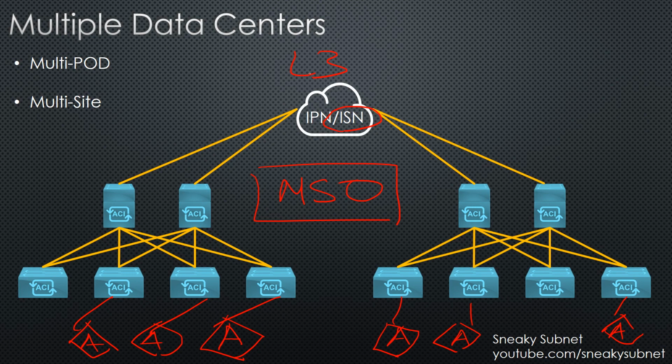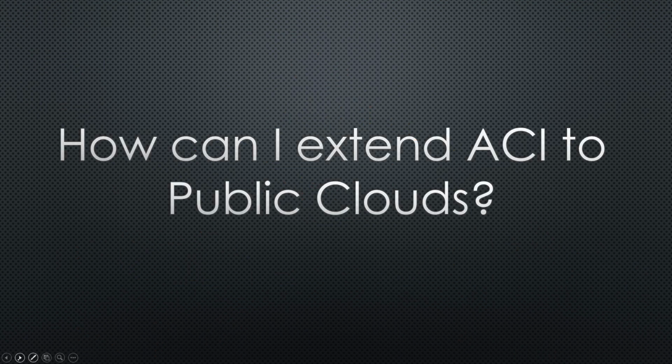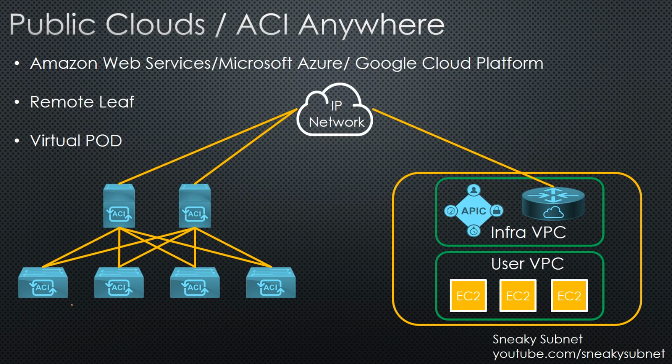And now we seamlessly arrive at extending ACI to locations where we can't afford to place the whole fabric or where we do not have any physical equipment at all. So, how can I extend ACI to public clouds? You can do that with AWS, Microsoft Azure and Google Cloud Platform.